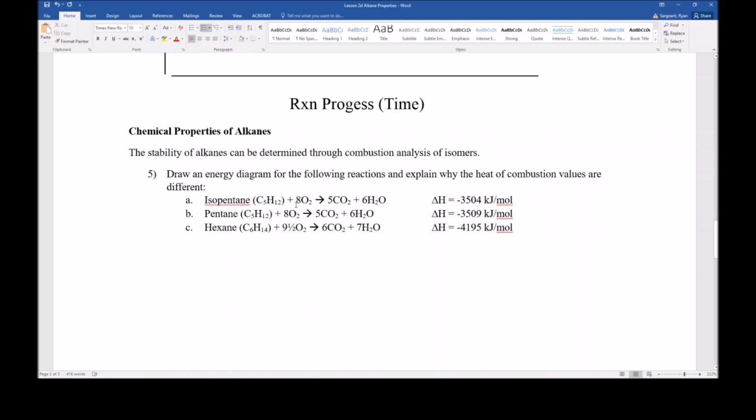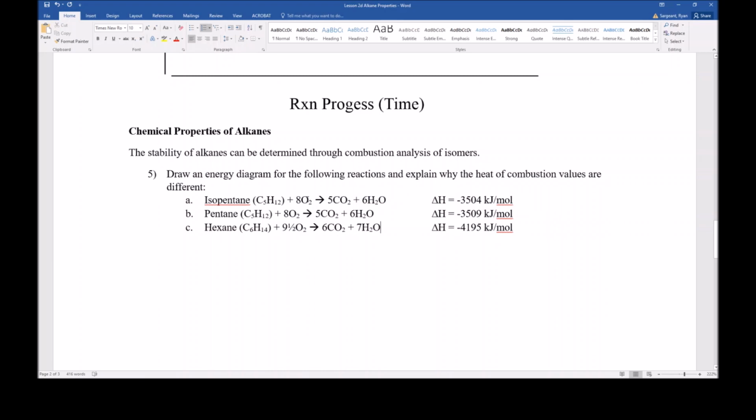When we do that, you'll notice that we end up producing some amount of heat. So this is how a gasoline engine works, a propane stove, central heating with a natural gas furnace. In all those cases, you're just setting fire to hydrocarbons and you're generating carbon dioxide and water. What you'll notice with both isopentane and pentane is they have the same molecular formula. This means that they're constitutional isomers of each other.